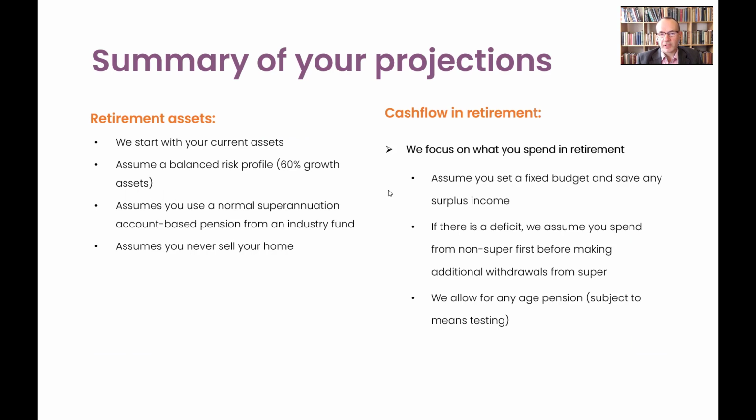The projection we're going to do starts with their current retirement assets, so that $1.48 million. We've assumed a balanced risk profile, so that's someone with an account-based pension with 60% in growth assets. It assumes they never sell their home, so in all scenarios it assumes they keep living in their current home.